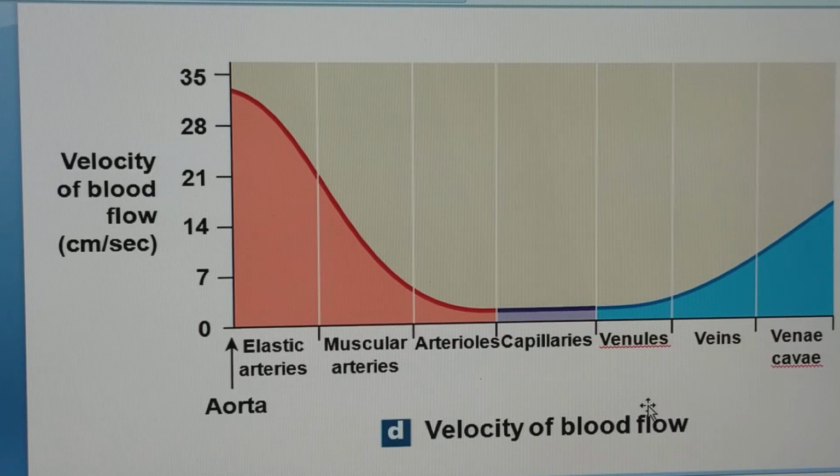The velocity of the blood. We see that it's very fast, in centimeters per second, when we leave the heart. The velocity is way up here. And as we move through the muscular arteries to the arterioles to the capillaries, by the time we get to the capillaries, the speed is very reduced. But then we see that as we come through the venules, the veins, and the vena cava, that speed is increased again.